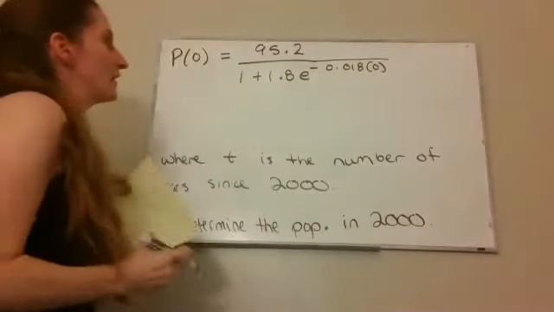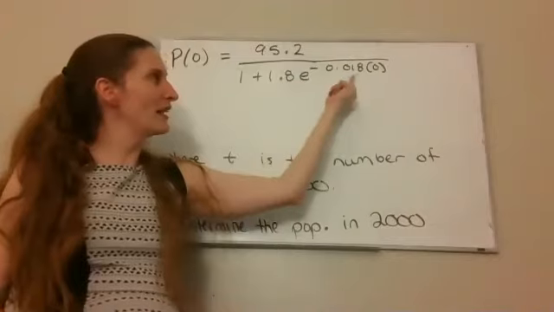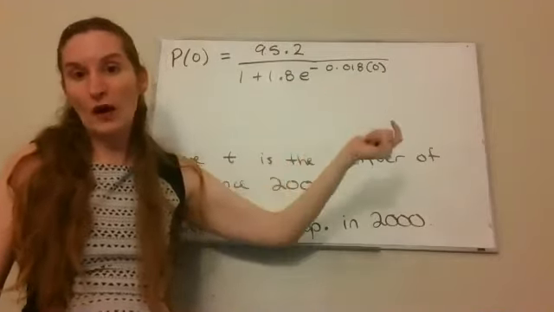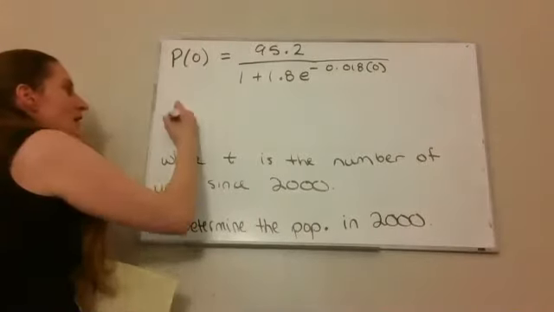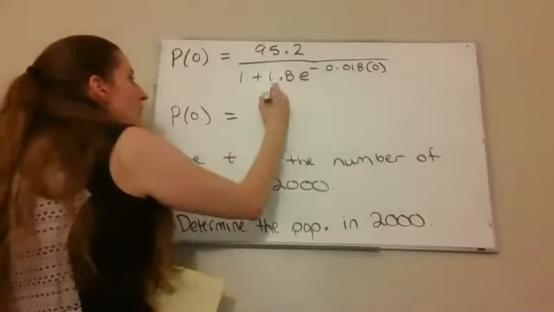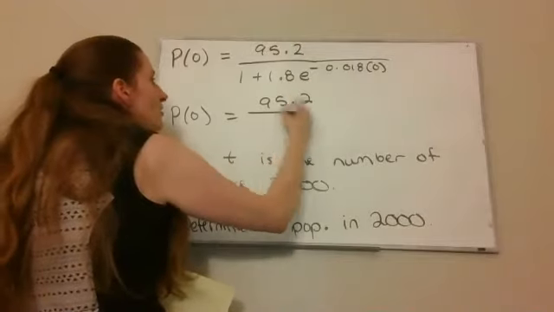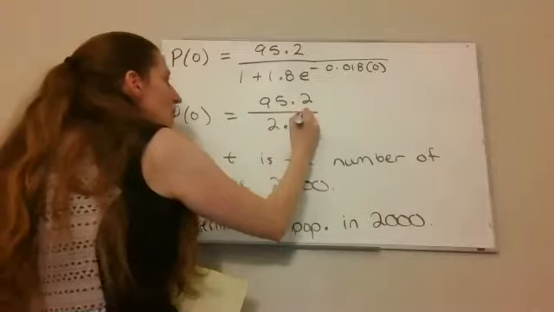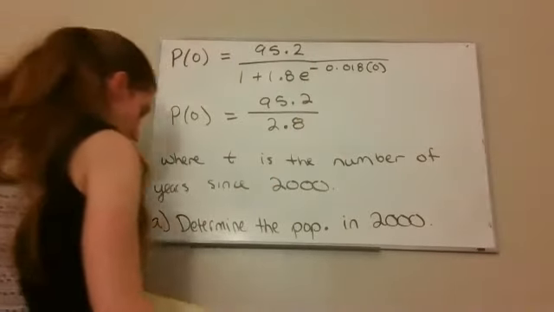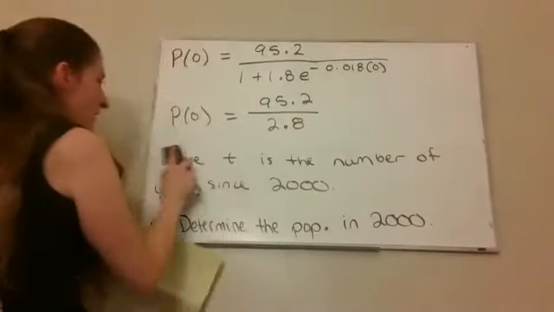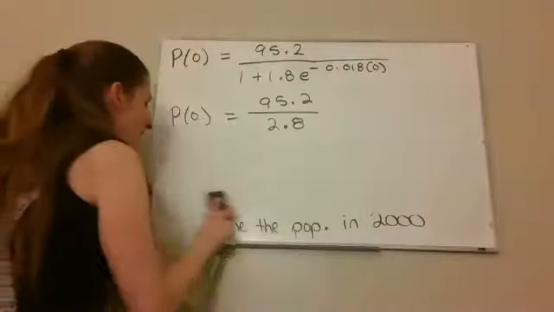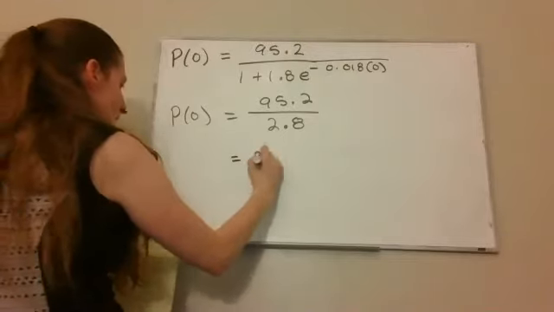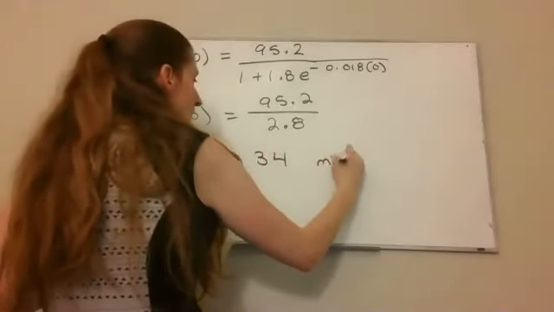So let's take a look at this. The exponent on my e ends up being 0. And we know e to the 0 is 1. So this is really saying P of 0 equals 95.2 over 1 plus 1.8, which is 2.8. And now I just have to divide that. And I get that the population in 2000 was equal to 34 million.